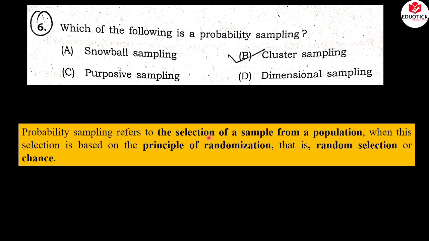If you select some sample, like if I say, for example, group of people whose age above 30, so this will be a selection, this will be a sample from a population only. Then if we select this based on principle of randomization, then it is also a thing you should know. Maybe some question comes from this thing. So now let's go to the question.